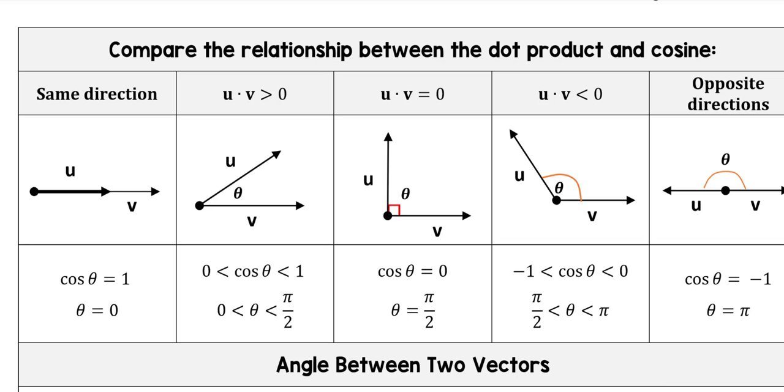The two vectors are at right angles, and we're going to talk more about that later in the lesson. So if you say two vectors are orthogonal, then you're saying their dot product is 0, and you know the angle between them is pi over 2 radians, or 90 degrees.